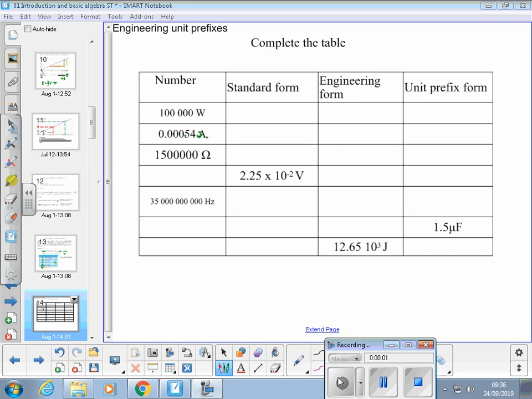These now, right? So 100,000 watts in standard form. We've got to have one digit to the left of the decimal place. And to get there, we're going 1, 2, 3, 4, 5 spaces. So it's 1.0 times 10 to the 5, units remain watts.